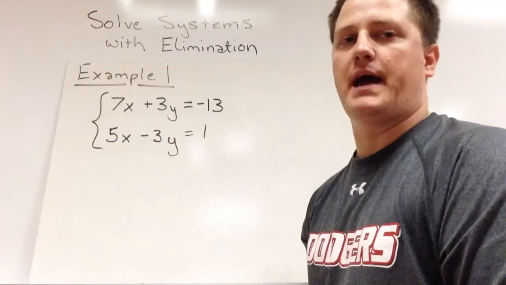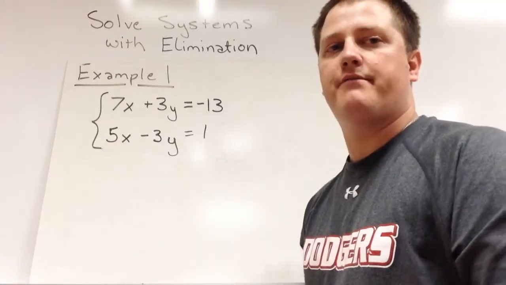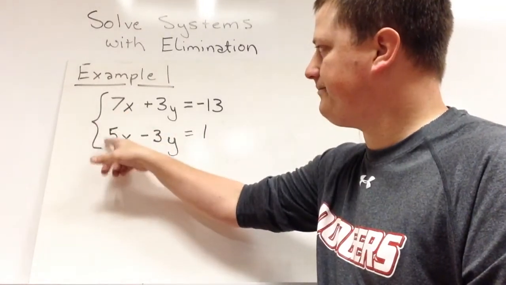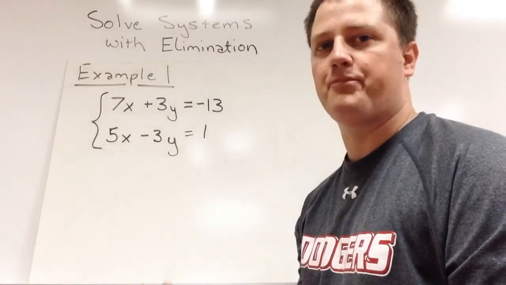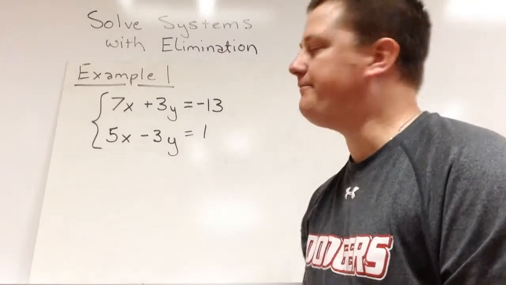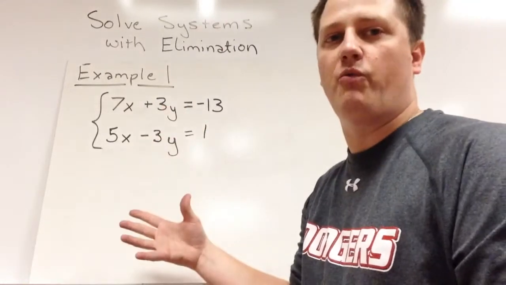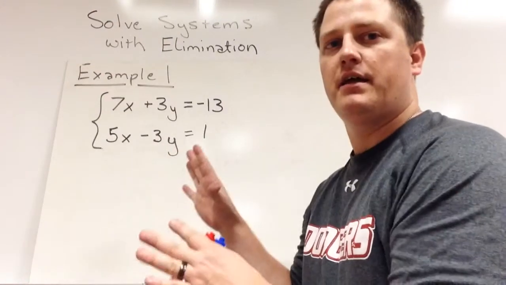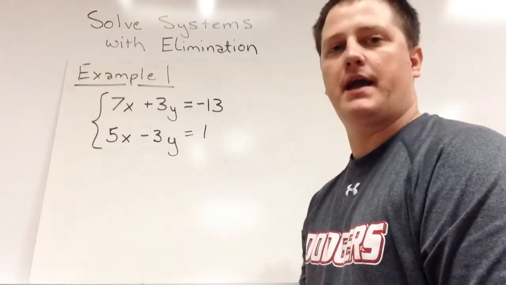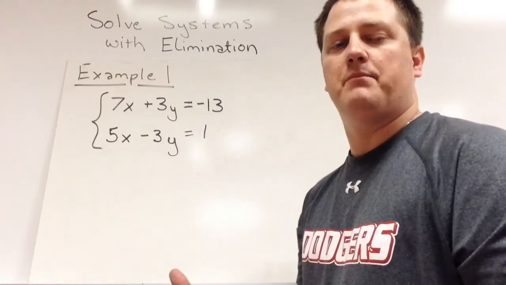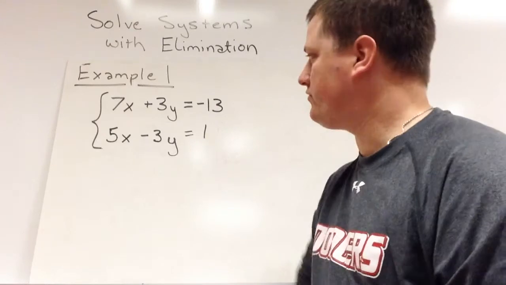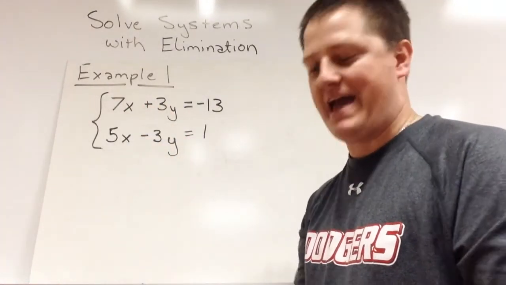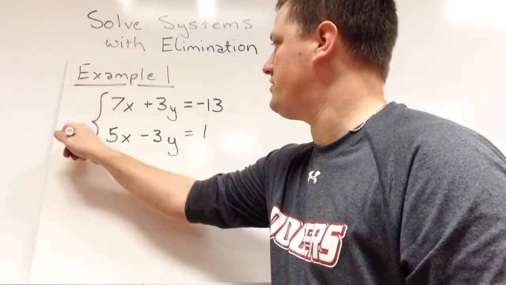The next thing that we want to look at is whether we can get one of the variables to have the exact same number in front of it. So here we have 7 and 5 in front of the x's. They're not the same. We could turn both of those into 35. Here we have 3 and 3 in front of y. Those are the same, so we don't actually need to do any work to this. This is already ready. Next thing we look at is what are the symbols in front of our numbers. So we have a positive and a negative. If they're the same symbol, we can just add. So we're going to add in this situation.